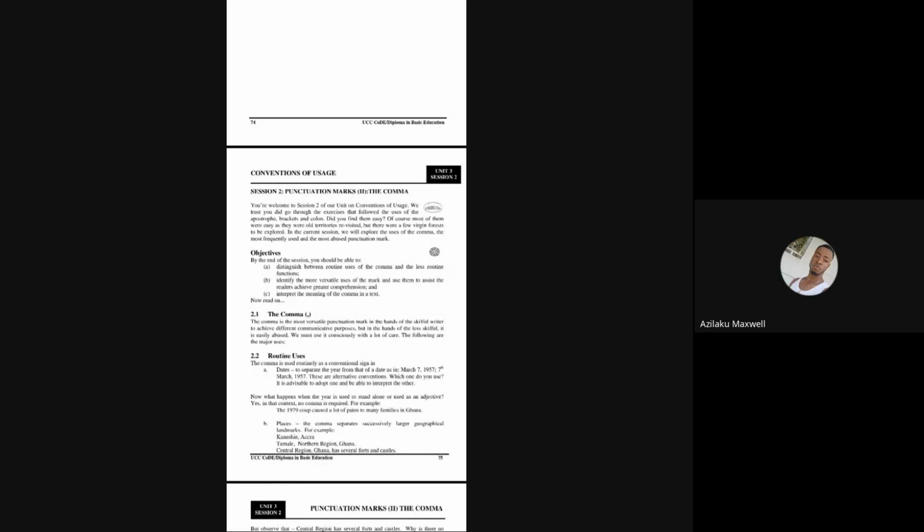To indicate slight pauses. Okay, it's to indicate a slight pause. So can you give an example for us? Maybe if I'm reading something and there's a slight pause. Not clear, okay. I would have read from your screen. Okay. Thank you. Any other usage of the comma?